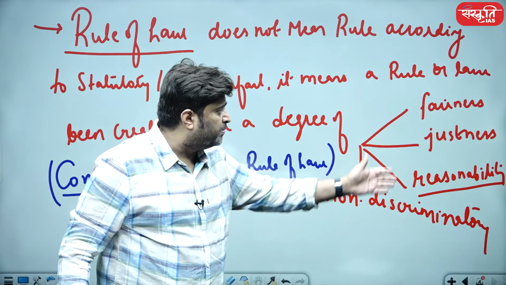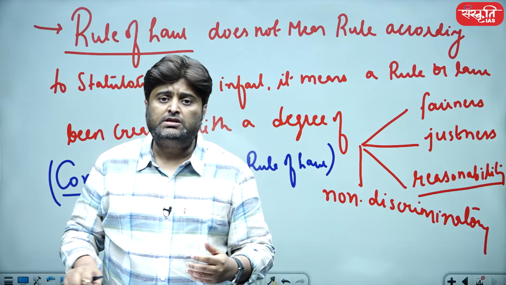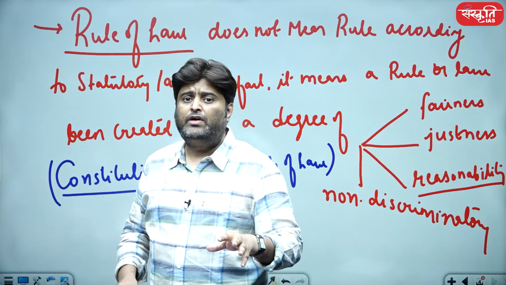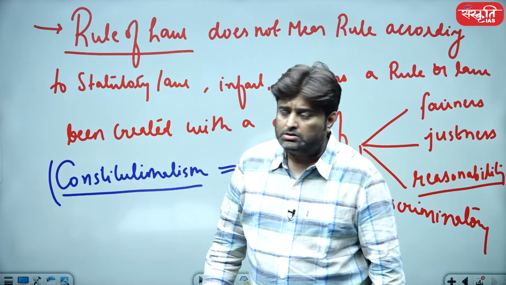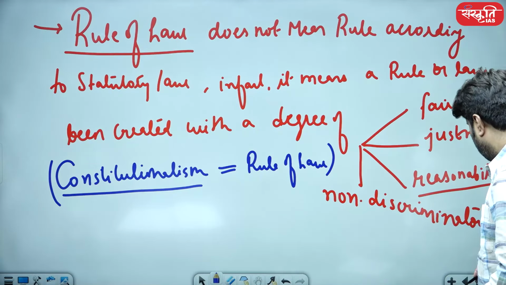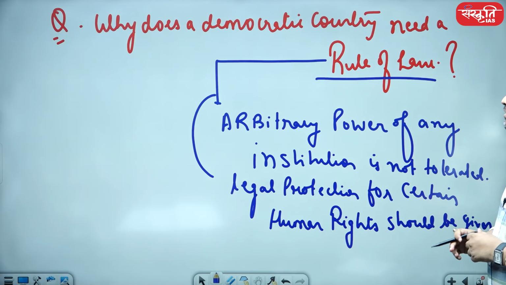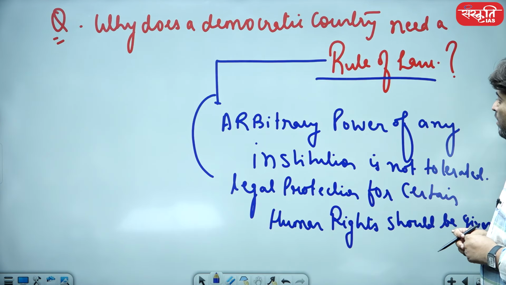They should pass the litmus test of these principles. If they are not going to follow these principles, it means they are playing with the purpose of law creation policy itself. So again, a very important term which I have to associate over here. So I hope you are in a better position to answer this question. Why does a democratic country need rule of law?